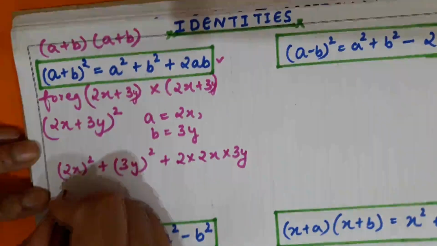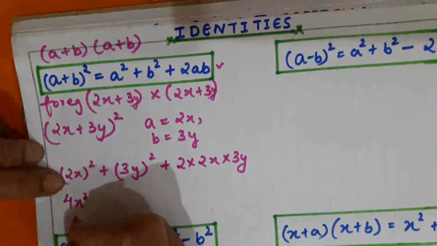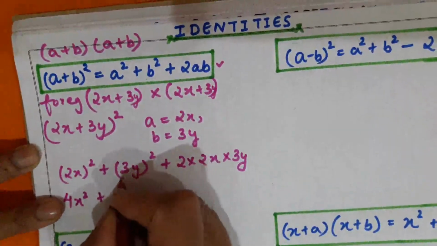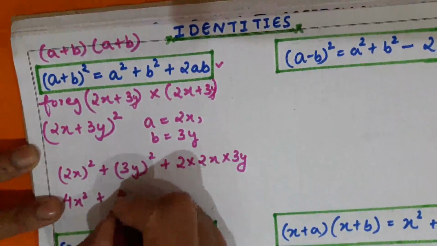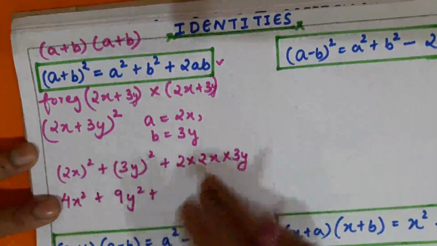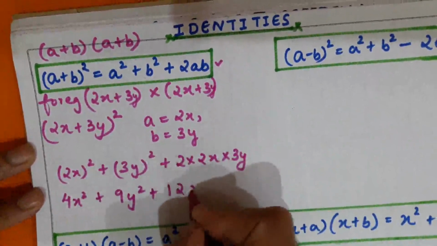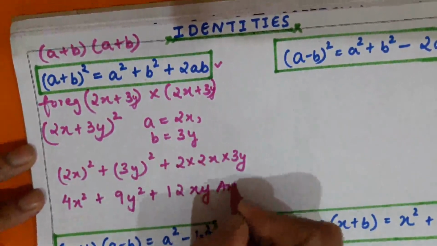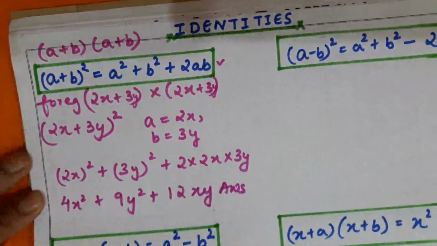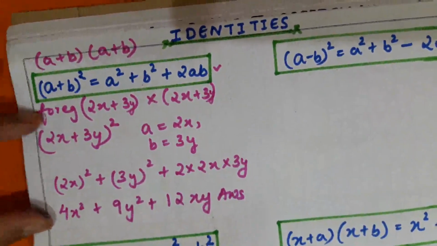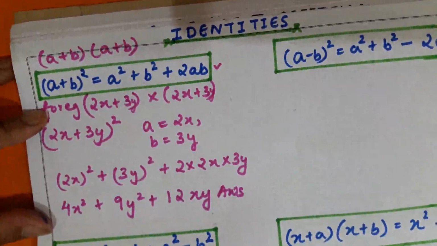2x square means 4x square, so 2 square is 4, x square is x square plus 9 square, 9 in 3 into 3 is 9 y square, 2 into 2 is 4, 4 into 3 is 12. So 12xy will be your answer. Okay, so with the help of this identity you can solve such kind of question which is repeating 2 times.